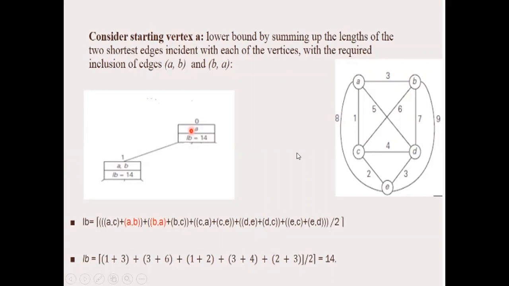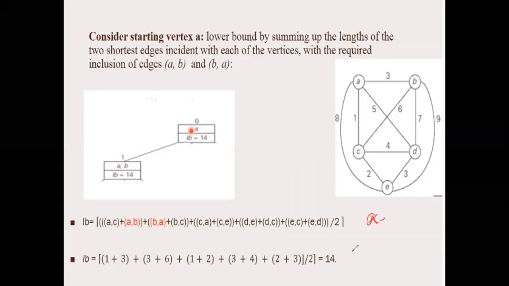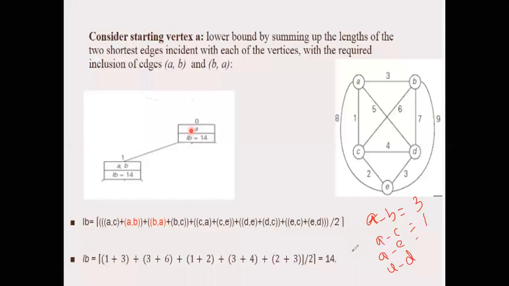So if you see over here, there is a path from A to B, A to C, A to E, and A to D. Is there any other? A to B, A to C, D and E. Correct. So what is the distance from A to B? It is 3. Distance from A to C is 1. Distance from A to E is 8. A to D is 5.